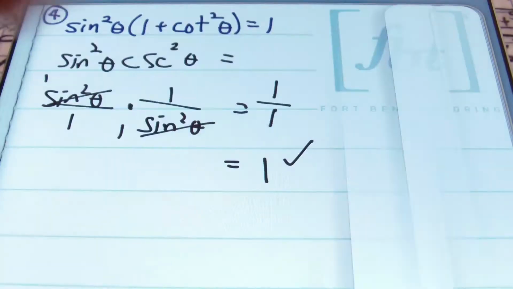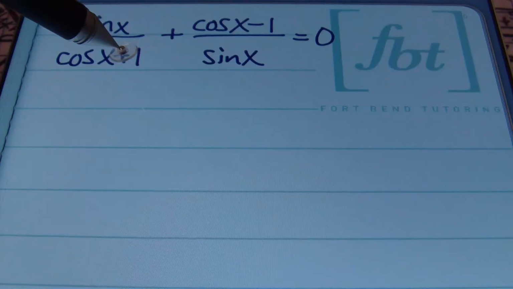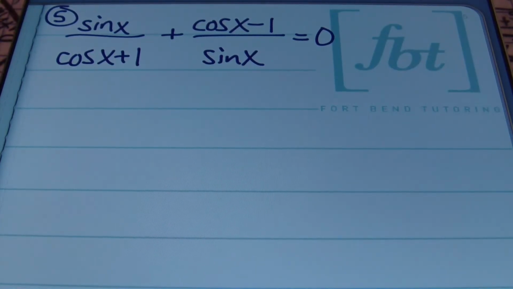Let's move on. Here we have problem number 5. With problem number 5, we have sine x over cosine x plus 1, plus cosine x minus 1 over sine x, and that's supposed to equal 0. All right, so we're going to take all of this mess on the left side and make it equal the right side. I'm going to start out realizing that everything's already written in sine and cosine terms. And I also know that they're asking me to add these two rational expressions together. I know that I need a common denominator. So the common denominator is going to be the product, cosine x plus 1 times sine x. That's my LCD, my least common denominator.